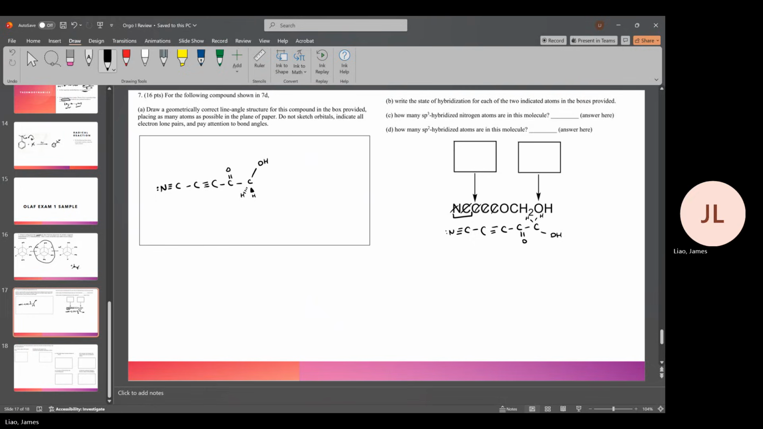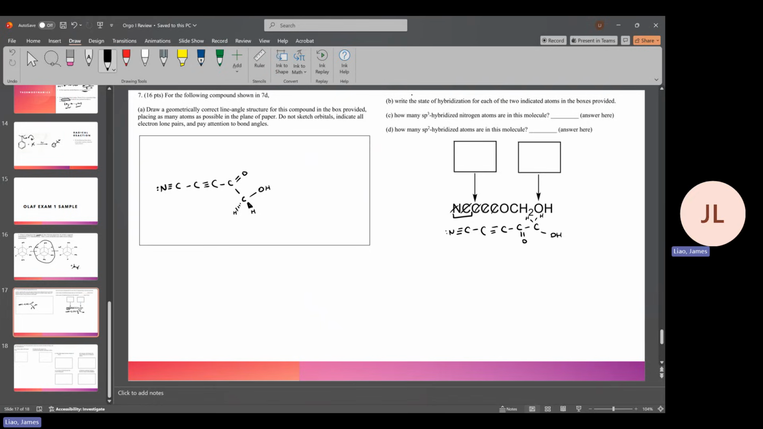Simple as that. Well, not quite, because I need to make sure it's geometrically sound. So I need to go ahead and erase this because my carbon-oxygen angle is not 120 degrees. So I'm going to do this. And there we go. Okay, so now let's answer the other part.